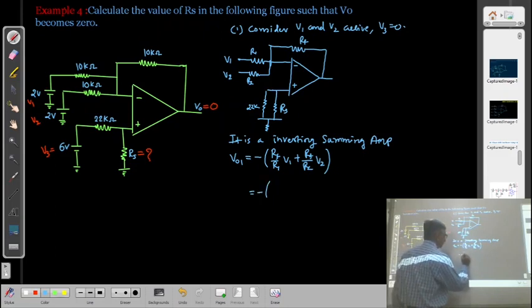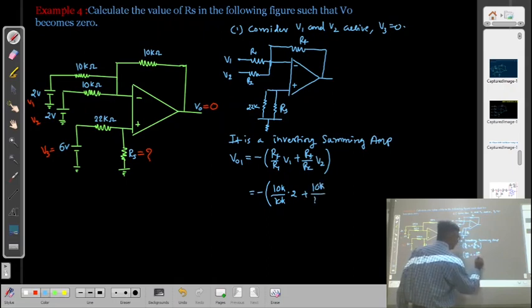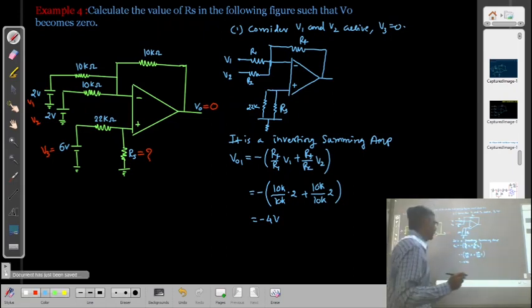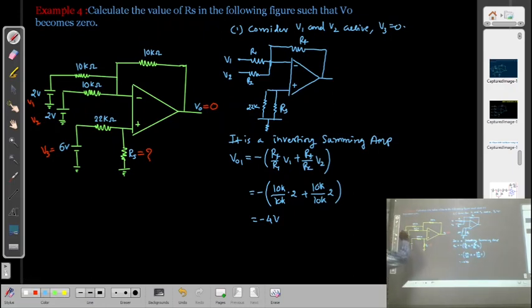So minus, what is Rf? It is 10K by 10K, and the V1 voltage is given as 2 volt, plus again 10K divided by 10K, and it is 2 volt. So you will get 10K, 10K cancel. So this is equal to minus 4 volt. Minus 4 volt. So we have calculated the output voltage due to V1 and V2, and that is minus 4 volt.